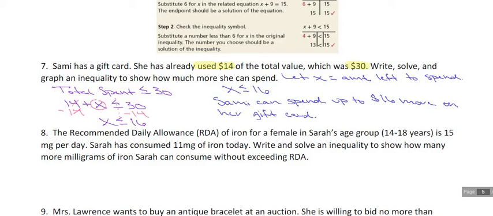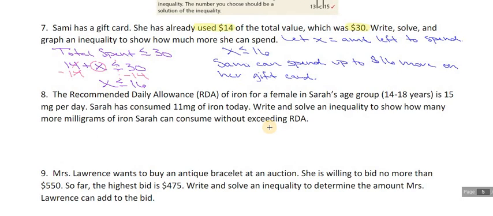Let's take a look at number 8. The recommended daily allowance of iron for a female in Sarah's age group, from 14 to 18 years old, is 15 milligrams per day. She has consumed 11 milligrams of iron today. Write and solve an inequality to show how many more milligrams of iron Sarah can consume without exceeding or going over the recommended daily allowance.